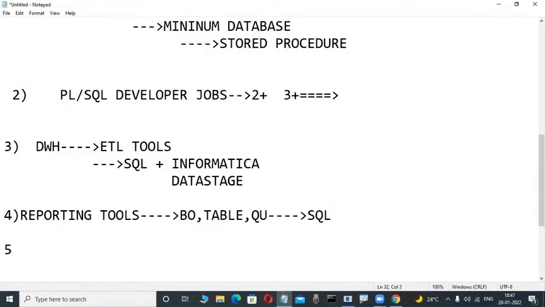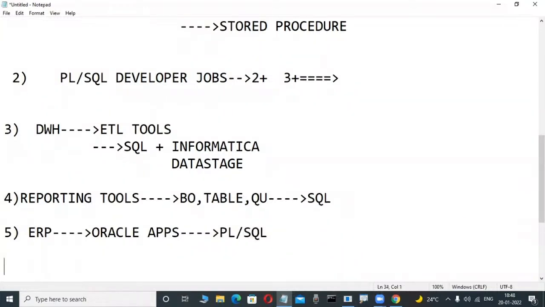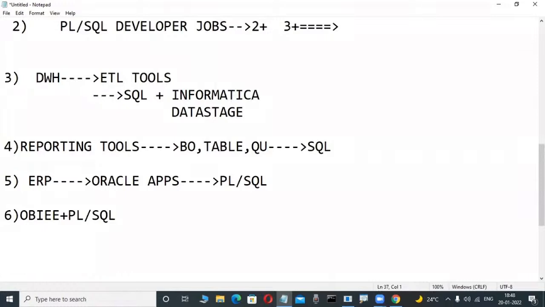Again, some programmers on the ERP side are interested. Oracle Apps is an ERP, same like SAP. Oracle Applications 11 is there. These persons need very good knowledge of PL/SQL, so they also learn these courses. Again, OBI programmers are there. OBI is a product, and there are jobs with PL/SQL, so those persons also learn these courses.